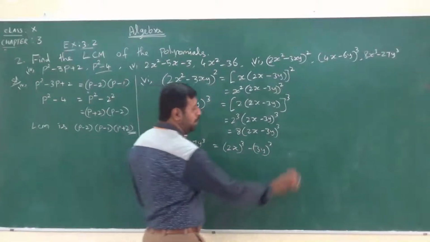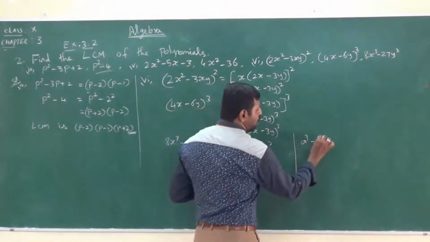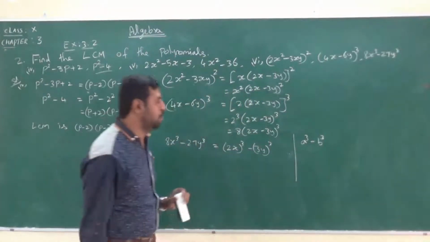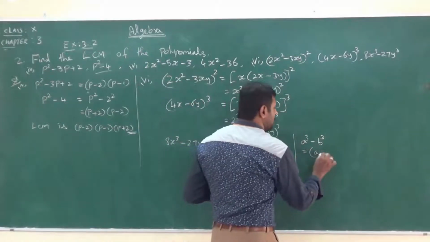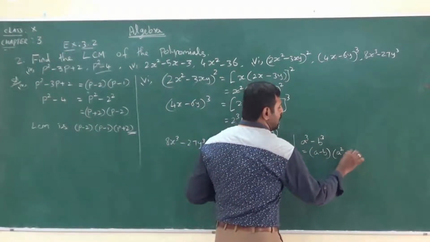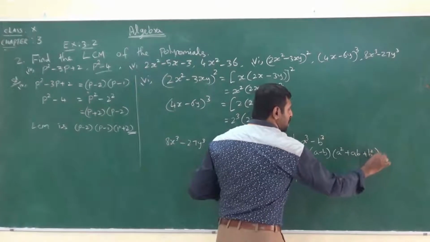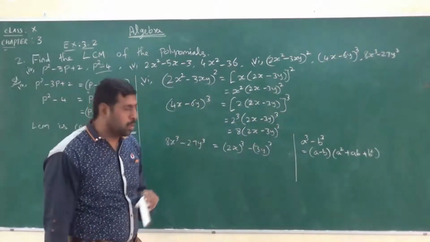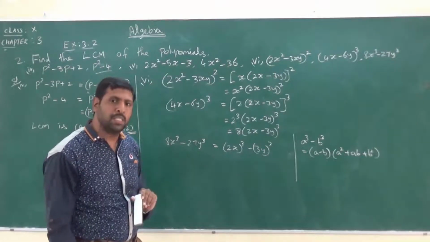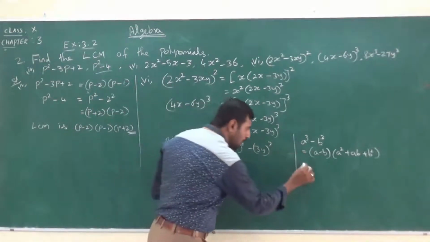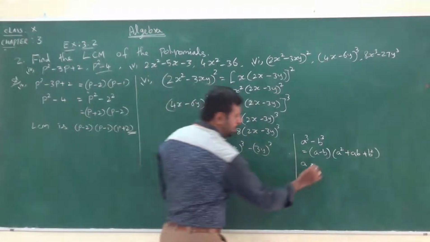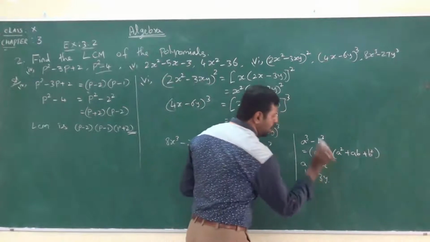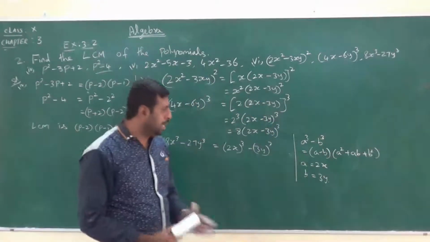Now compare this form with the formula a cube minus b cube. It is clearly in the form of a cube minus b cube. So we have the form a minus b into a square plus ab plus b square. So the a cube minus b cube formula is a minus b into a square plus ab plus b square. In the place of a, here we have 2x, and in the place of b is equal to 3y. Now substitute a and b in those places.